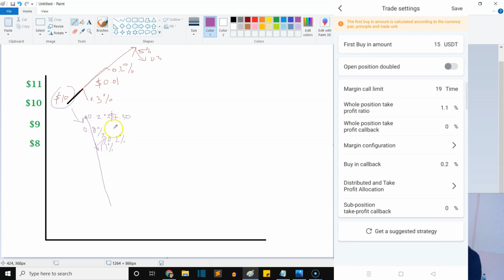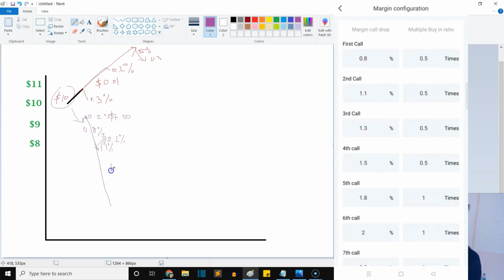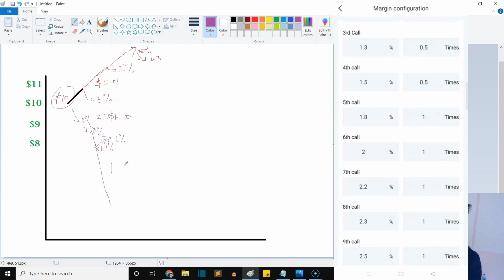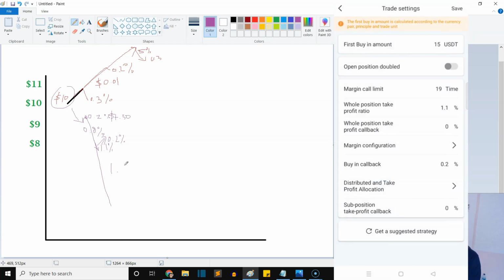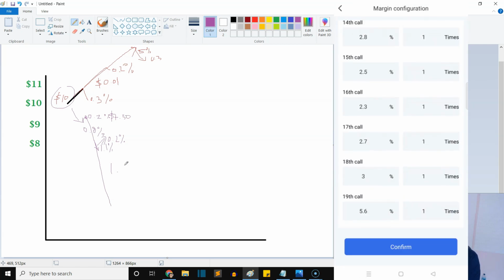And what happens if it goes down again and again? Again, the same thing happens right there, and it keeps continuing until layer 19, which is very, very conservative, guys. This market could go down from 0, and you can still earn profit from it. If the market rebounds a little bit, you make money from there.